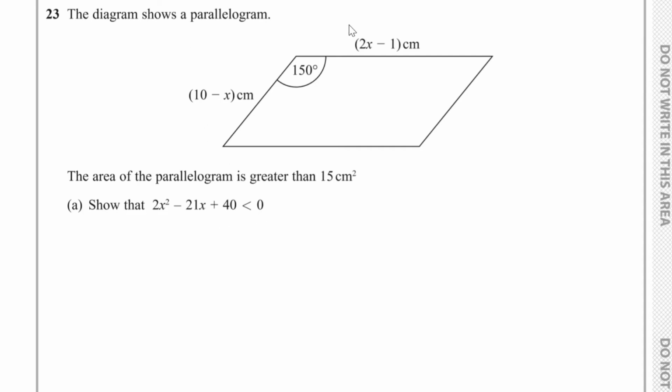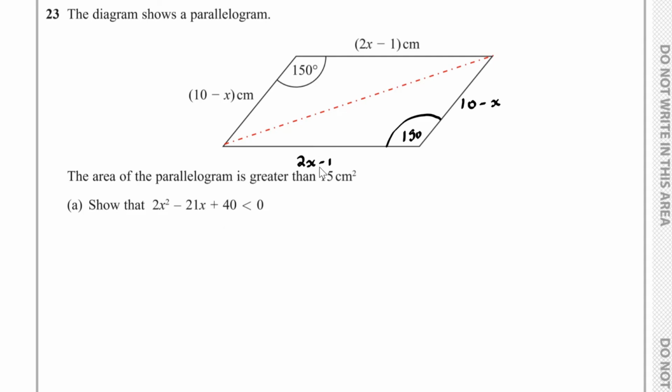Well, for this parallelogram, we can split this up into two parts. So we've got this part here and this part here, and this angle over here is going to be 150 degrees. This length opposite this is going to be 2x minus 1, the parallel, and this over here is going to be 10 minus x. And from this we can find out the area of one of these triangles, and multiplying it by 2 will find out the area of the parallelogram.